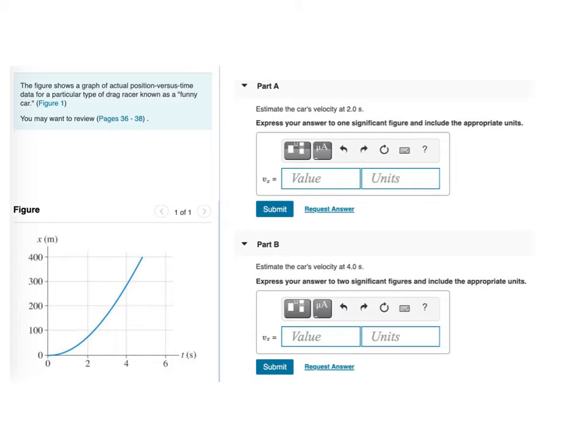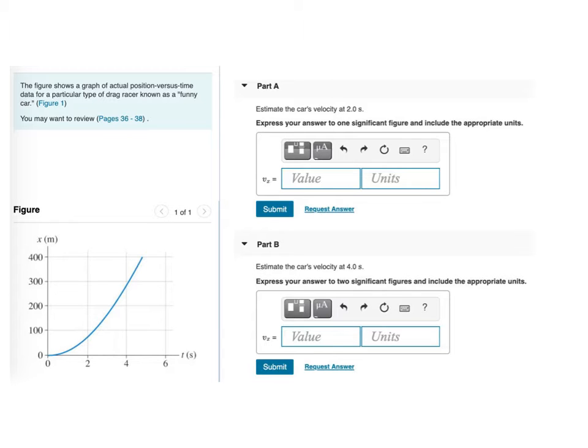The figure shows a graph of actual position versus time data for a particular type of drag racer known as a funny car. Part A, estimate the car's velocity at 2 seconds. Part B, estimate the car's velocity at 4 seconds.